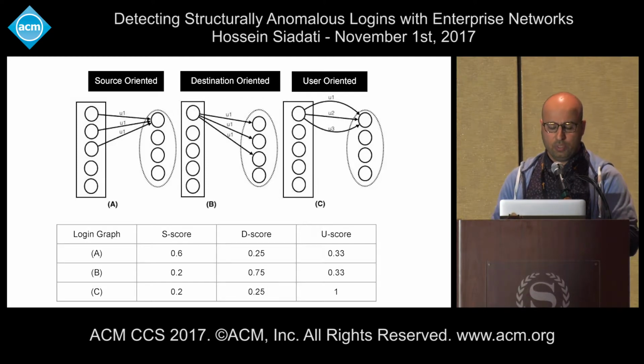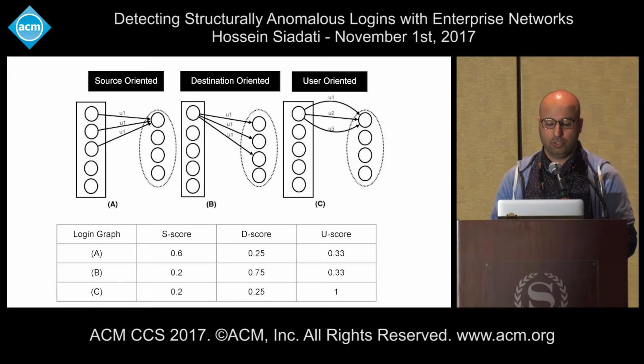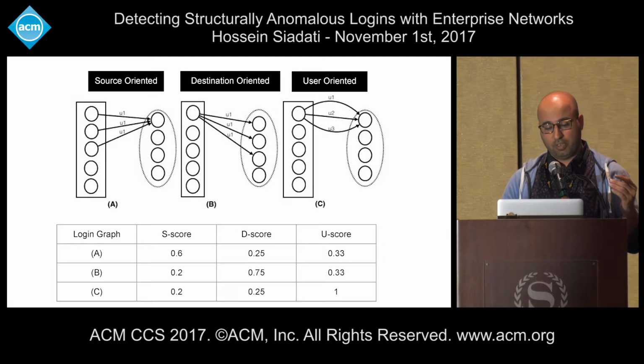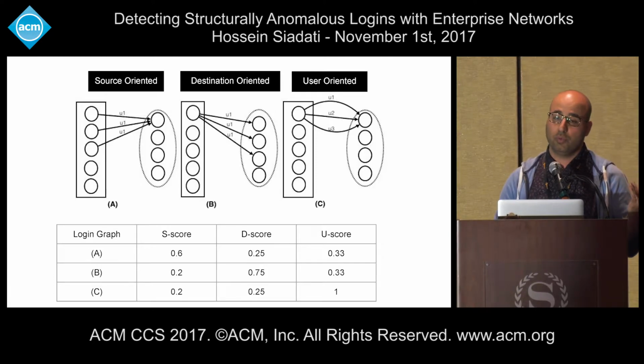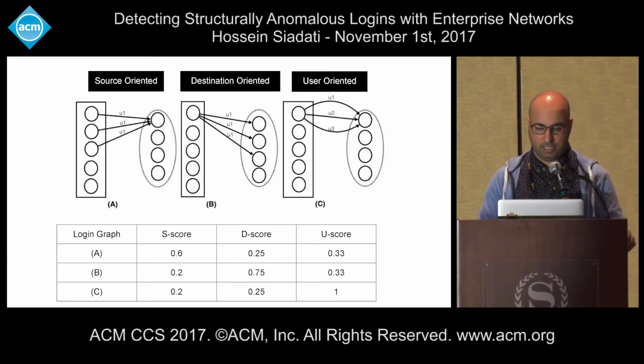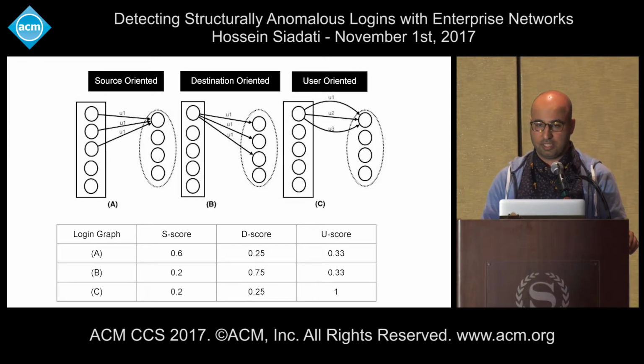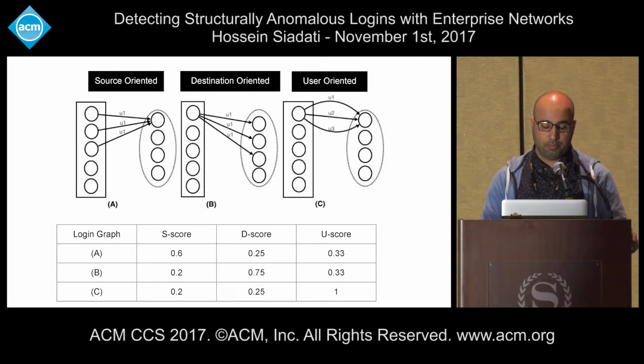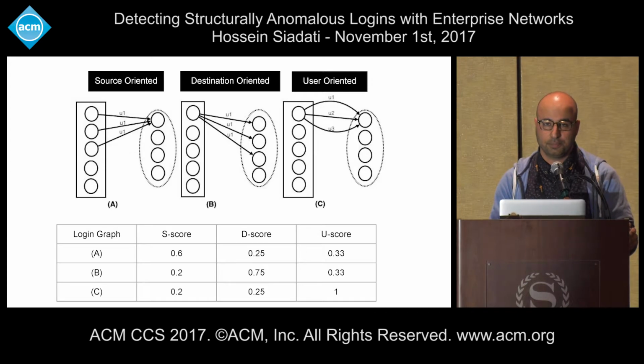Imagine that you have a rule saying that users of the rectangle department log in to computers of the oval department. But this can have different orientations. For example, one orientation might be that a large number of the users from the rectangle connect to only one server here, or a user from here connects to many of the servers here, or only one computer to the destination of these subsets, but many different users.